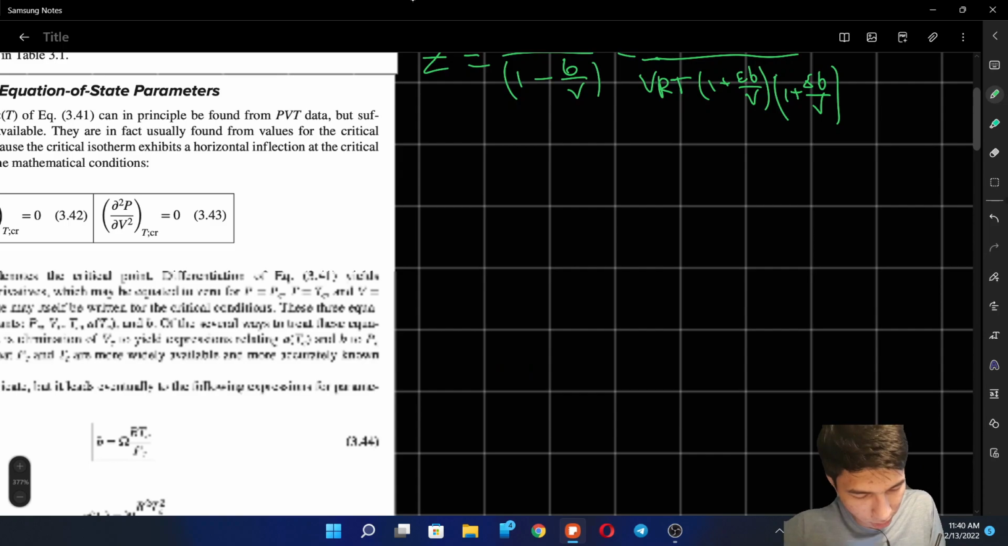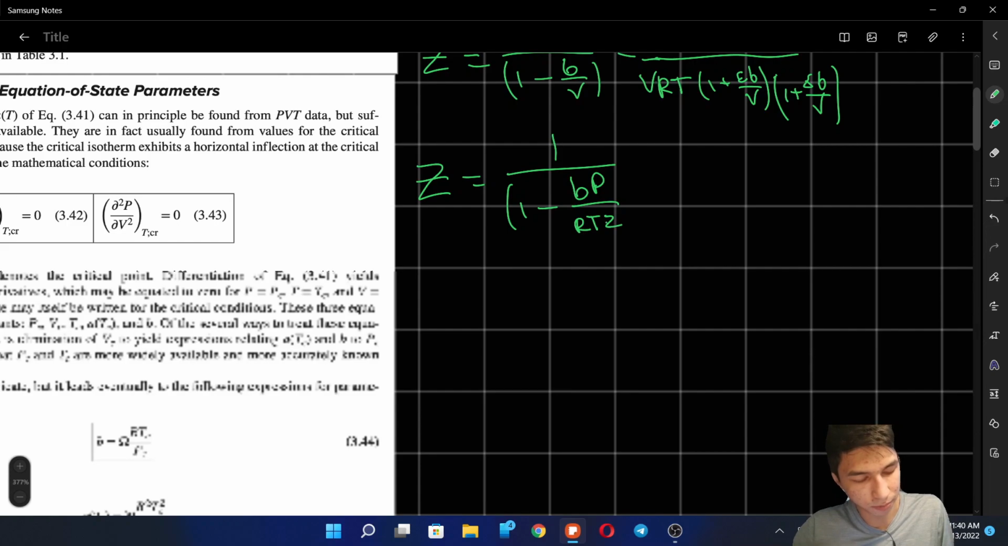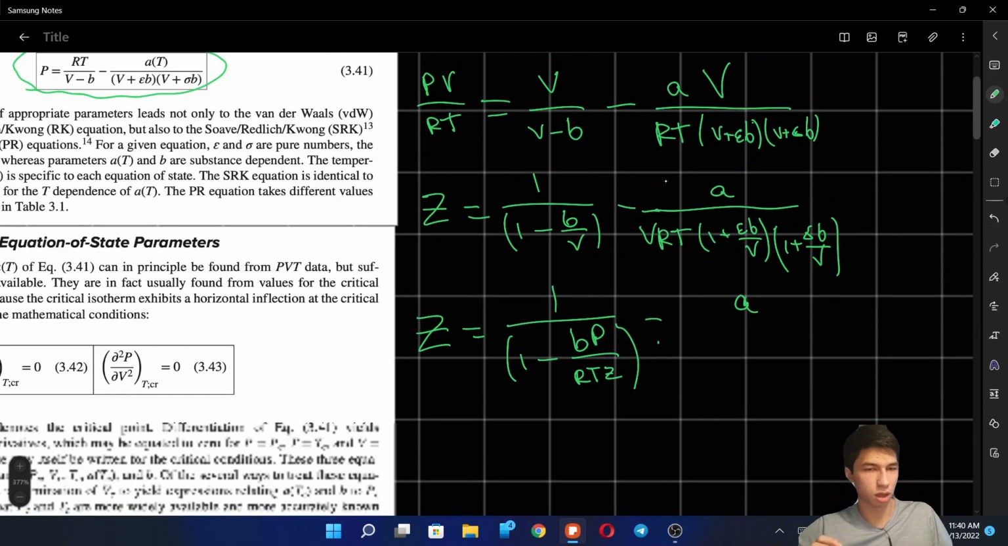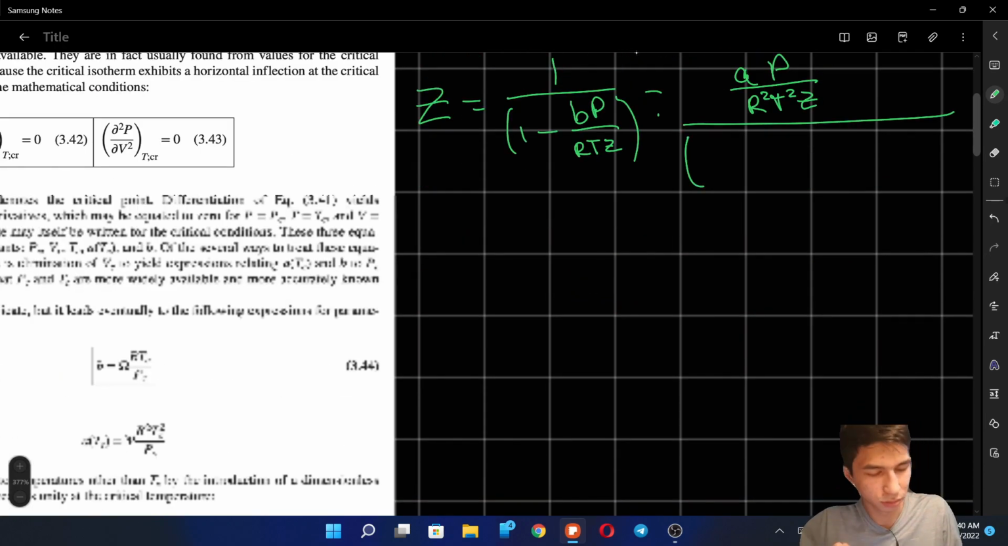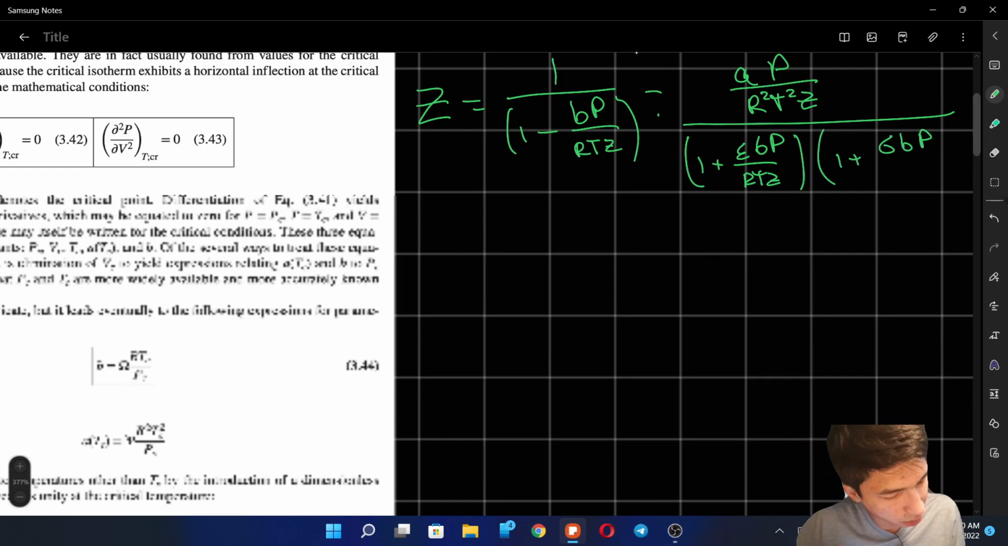So we'll have Z equals 1 over 1 minus bP over RTZ, minus a. If we move it up, we have aP over R squared T squared Z, over 1 plus epsilon bP over RTZ, and 1 plus sigma bP over RTZ, right?